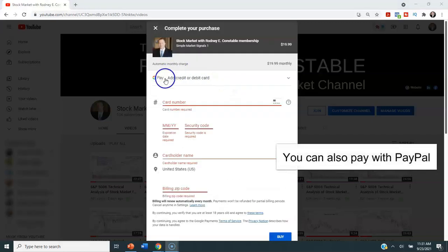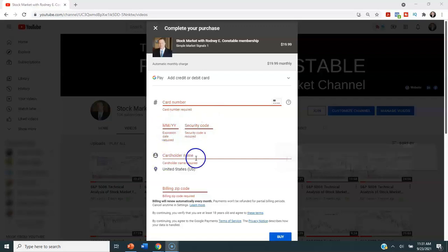So as you can see here, you can pay with either a credit or debit card, enter your card number, of course, the month and year of expiration, security code, cardholder name, and your billing zip code. So I'm going to fill all of this information in, and I will be right back.